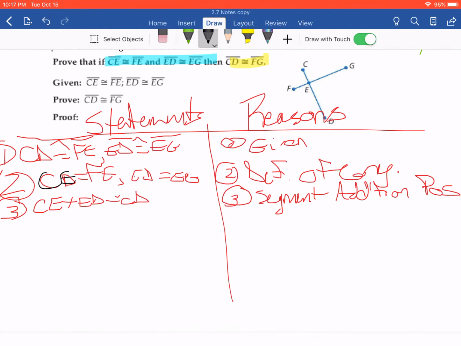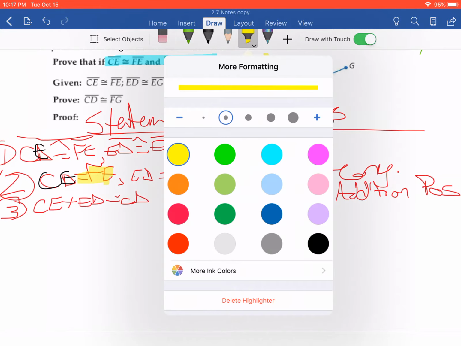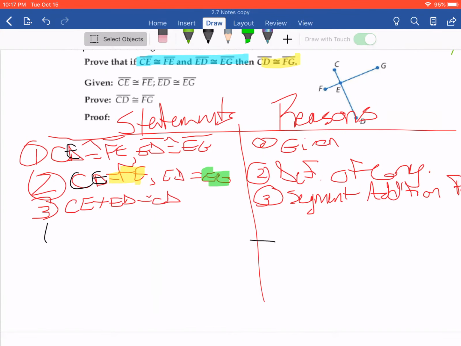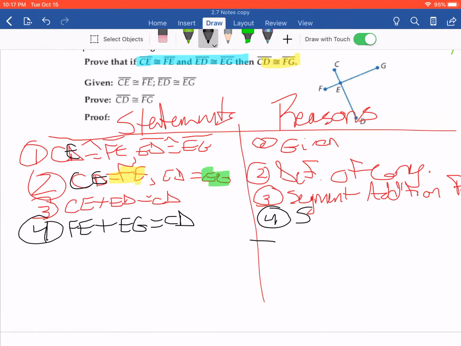Now you should be able to tell that we are able to use some substitution, because CE is also equal to FE, and you notice that ED is also equal to EG. So in step four, I'm going to use substitution, and I'm going to say that FE plus EG is equal to CD, and that was by substitution.